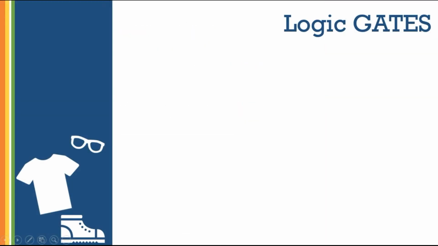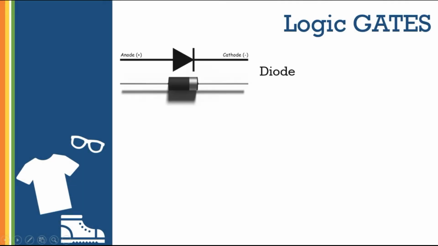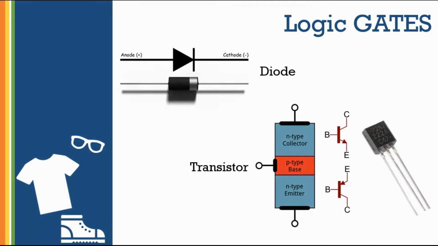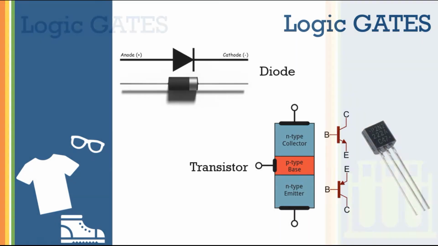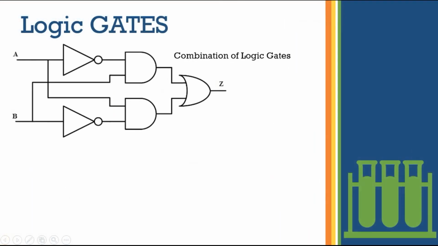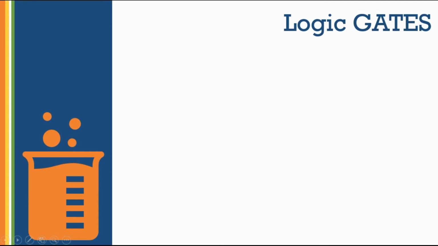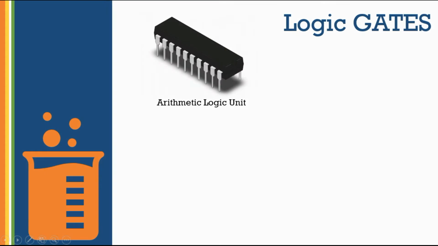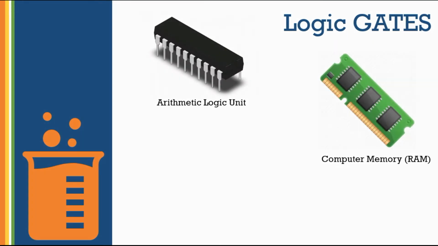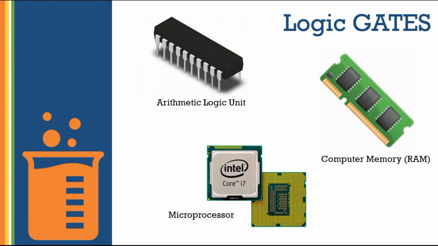Logic gates are primarily implemented using diodes or transistors, acting as electronic switches. Combining several logic gates, a circuit is made, called an integrated circuit. This includes devices such as multiplexers, registers, arithmetic logic units, and computer memory, all the way through to a complete microprocessor, which may contain more than 100 million gates.